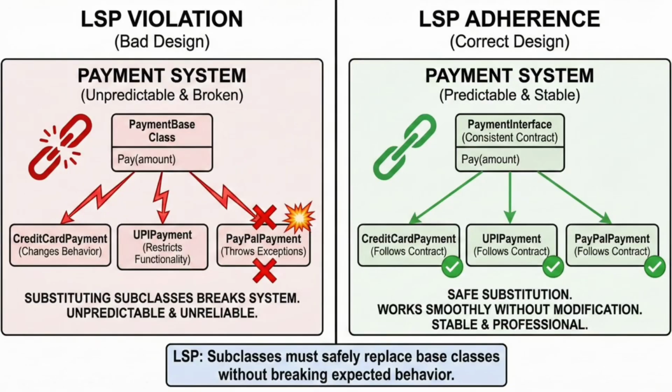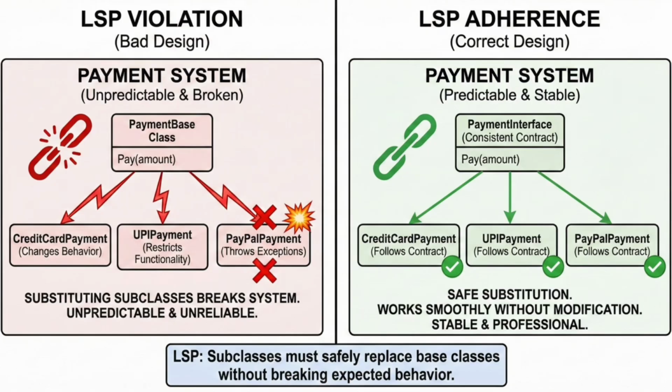Let's now look at some real-world practical examples where the Liskov substitution principle is actually used in the software we use every day. Example, payment systems. Think about e-commerce platforms like Amazon, Flipkart, or any online shopping website. They may support different payment types such as credit card, UPI, net banking, and PayPal. All these payment types usually inherit from a common payment base class or implement a common interface.